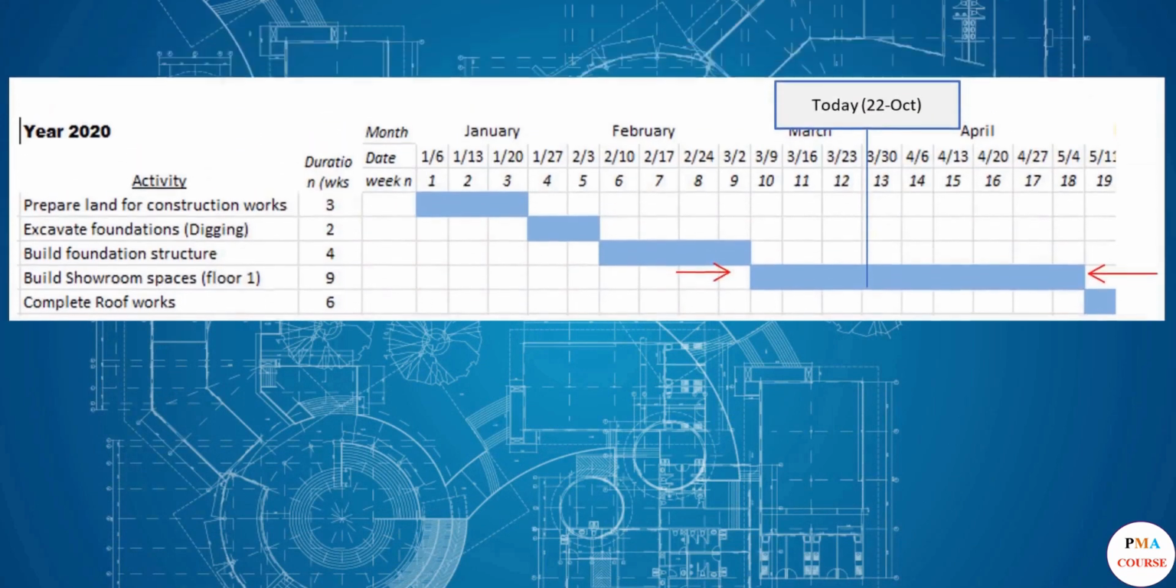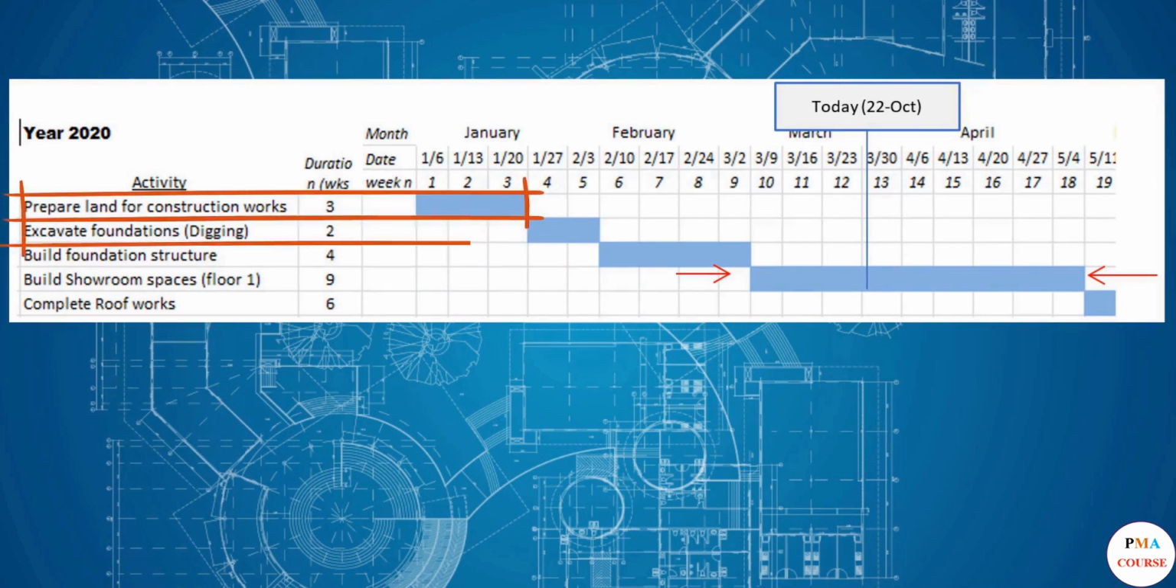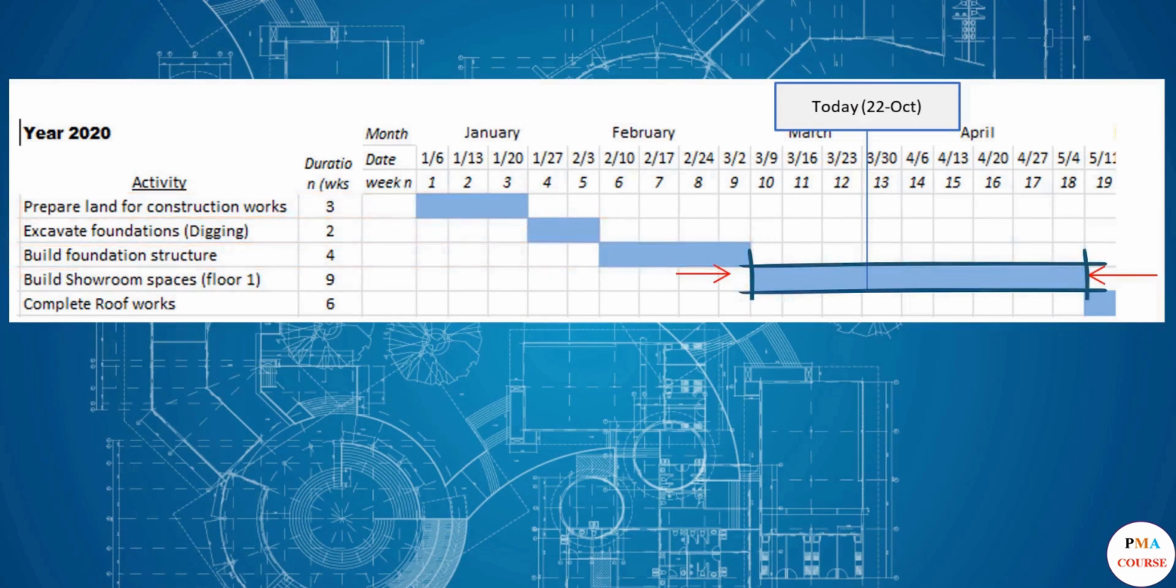Here is a small slice of our Gantt chart, and let's have a look at the status of these activities. We can see that the first one has been completed, as has the second and third. The fourth is in progress. We can see we're halfway through.